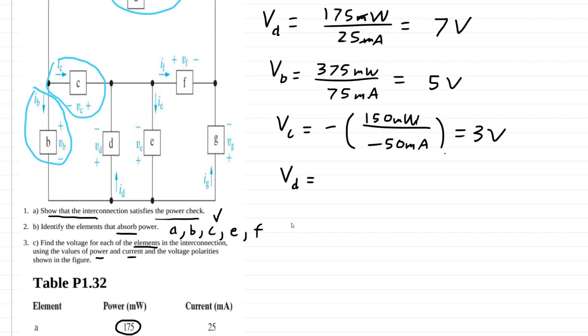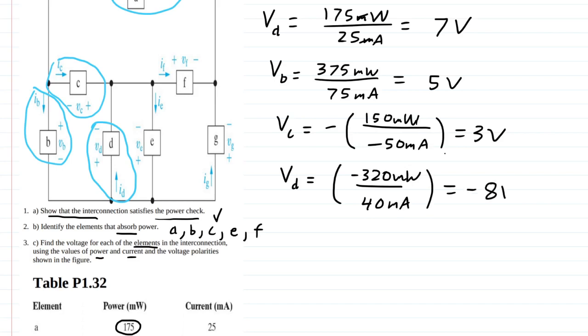VG, this one we can notice current flows from plus to minus. So we don't have to worry about a minus, we just say there's a plus up front. And we have, what is it? Negative 320 milliwatts divided by 40 milliamps. It's going to equal minus 8 volts.